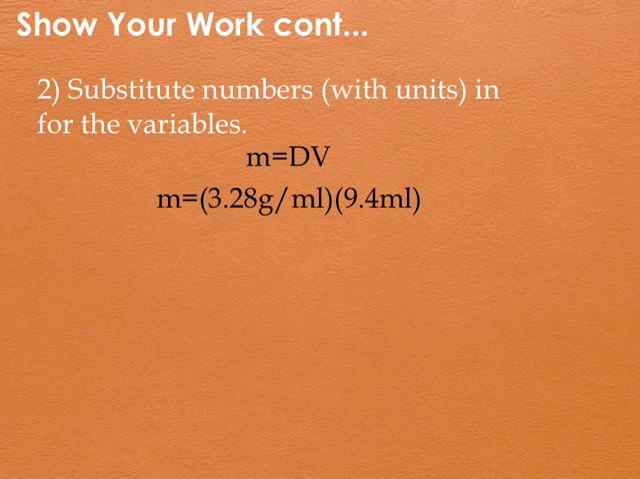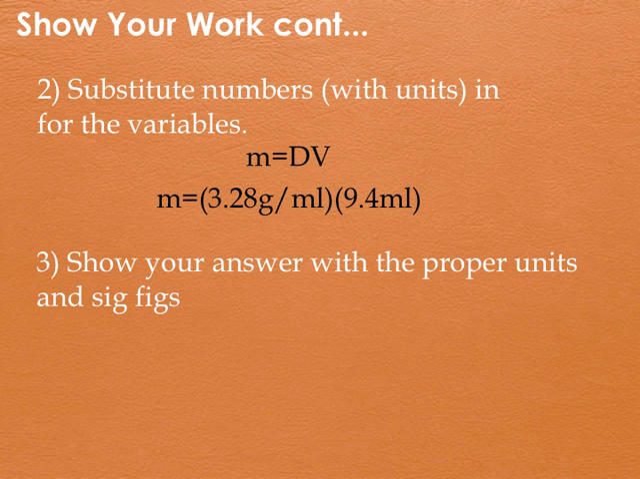The third thing you have to do is show your answer with the proper units and sig figs. Units we're going to talk about right now. Sig figs we're going to put off for a couple of months and come back to, but I didn't want to give you the notes without the sig figs in it. So you can ignore that term, sig figs, for now. We'll just deal with units. When I calculated it out, it came to 30.832, and I rounded it to 31 grams. So that's my mass. That's what you have to do to get full credit.